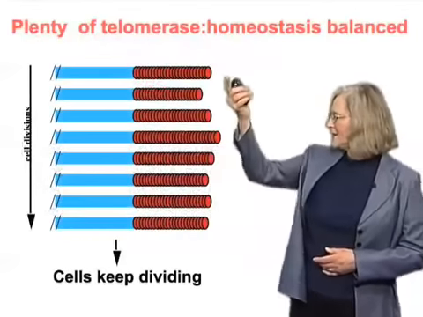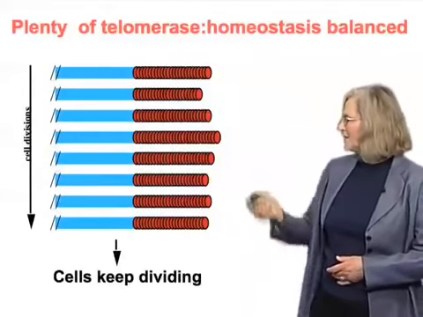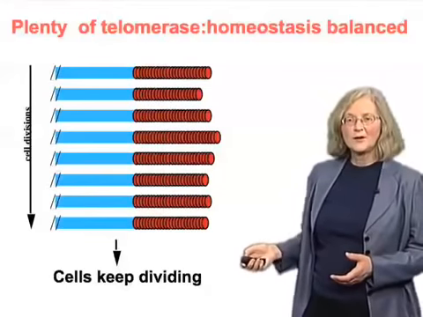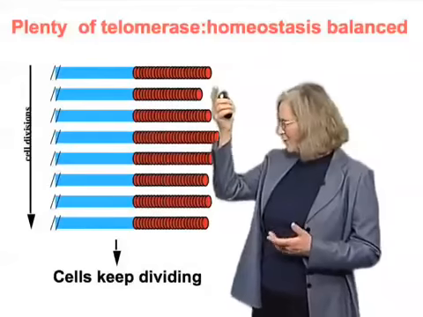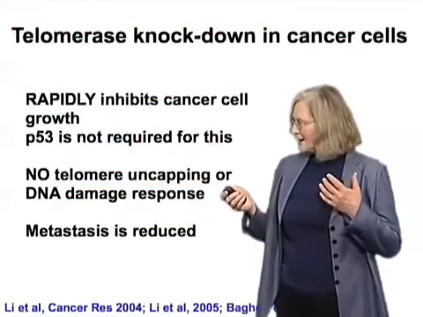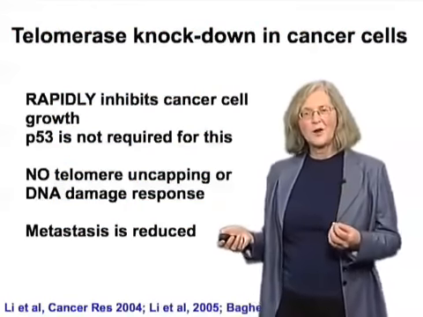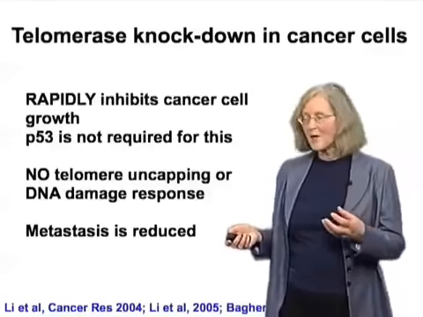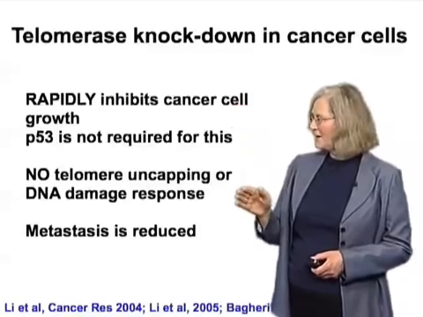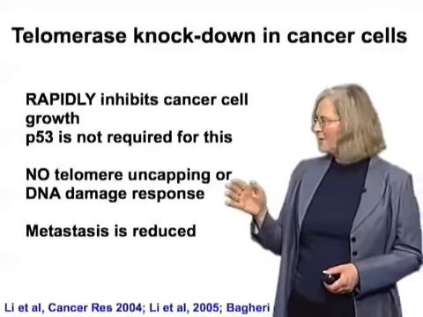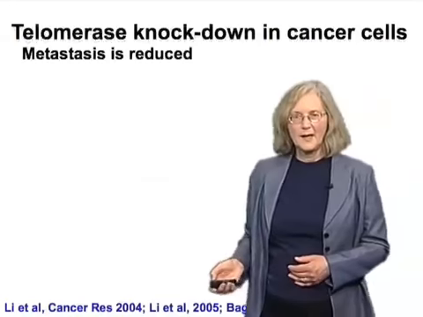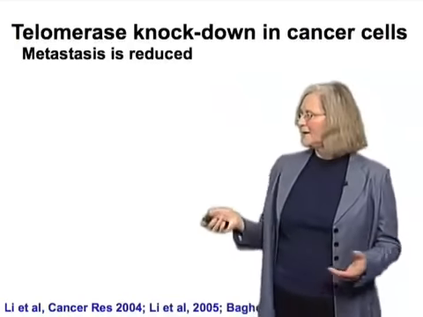So, as I said, when you have plenty of telomerase, you expect cells to be able to multiply indefinitely, and you don't expect any effects to occur from removing telomerase until a long time has elapsed. So what we see by this abrupt knockdown of telomerase level, by knocking down the telomerase RNA, is rapid inhibition of cell growth. p53 was not required. There was no DNA damage response or telomere uncapping, and in fact metastasis is reduced. Metastasis is reduced. What is going on?